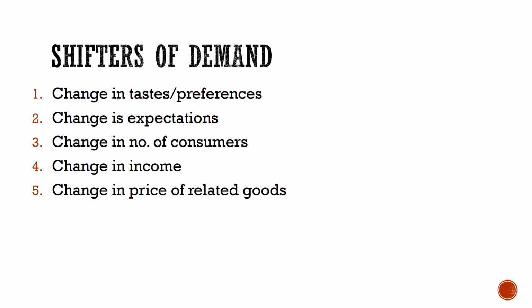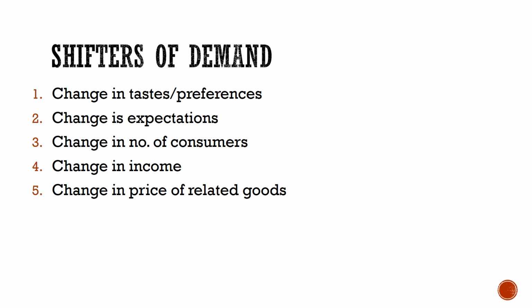Third one is change in number of consumers, which is very simple and self-explanatory. So, for example, if a lot of people move into a new town, what happens? You have a lot of consumers. Or if a lot of people leave a country due to brain drain, what happens? You have fewer consumers. Or even in the current scenario, due to coronavirus, a lot of people are dying. So this is also affecting the number of consumers and changing the demand.